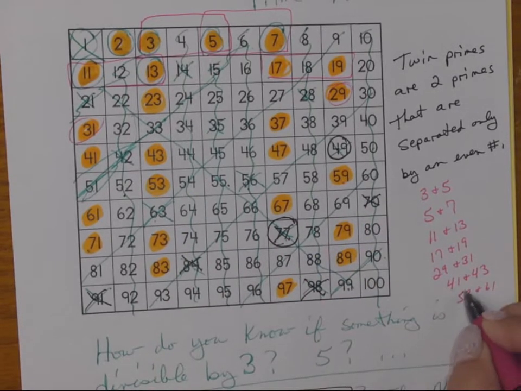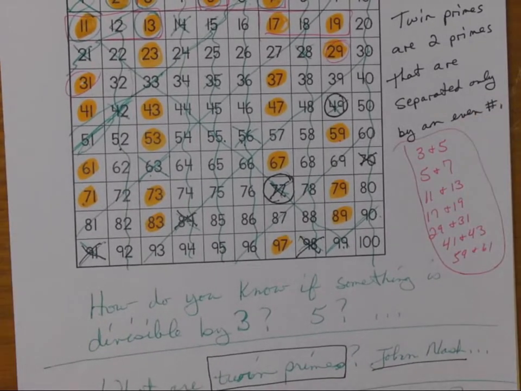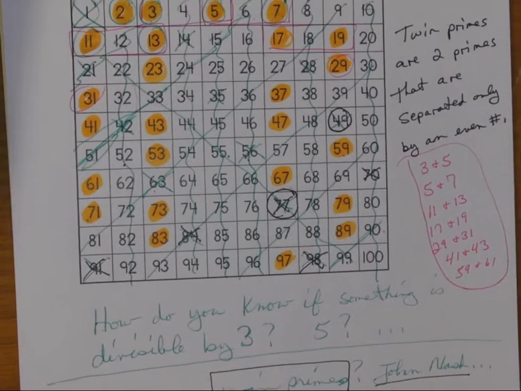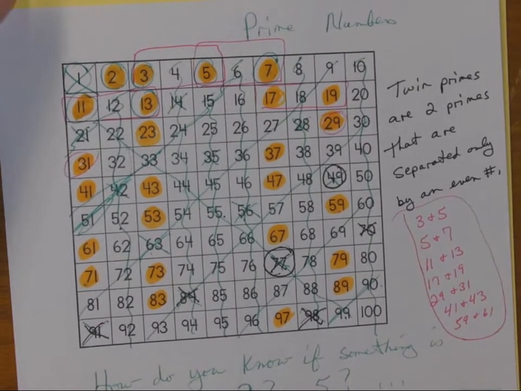59 and 61. So I can start seeing these twin primes coming in, but they seem to be spacing out more and more. Like I had several right at the beginning, and then there's a gap, and then there's a bigger gap, and a bigger gap. So there are some conjectures out there, and some of them can be proven and some of them can't. So there's a twin prime conjecture.